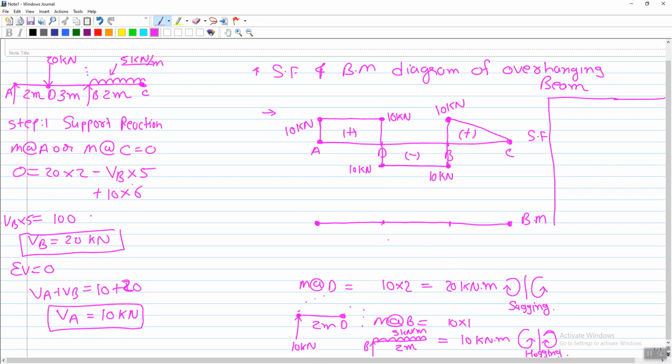So at point D the moment is sagging 20 kilonewton meter. So if you want to present it on a scale, it will be here, and at point B, I can write here 20 kilonewton meter sagging, and at point B it's 10 kilonewton meter, hogging, so it's on the above side, all right?